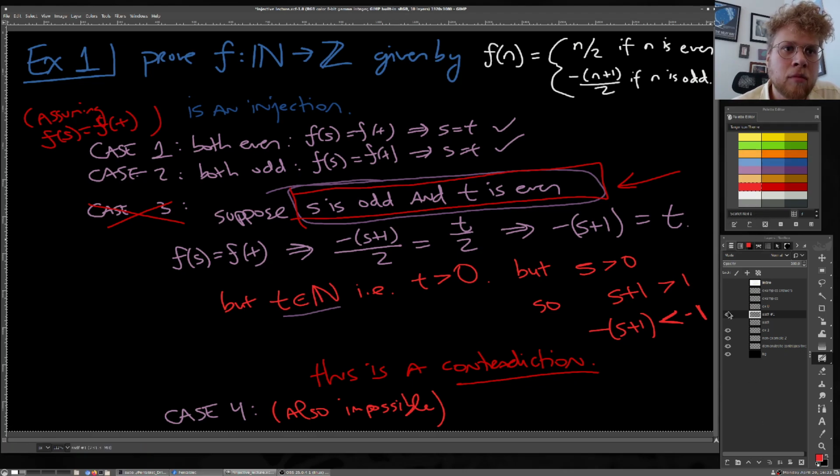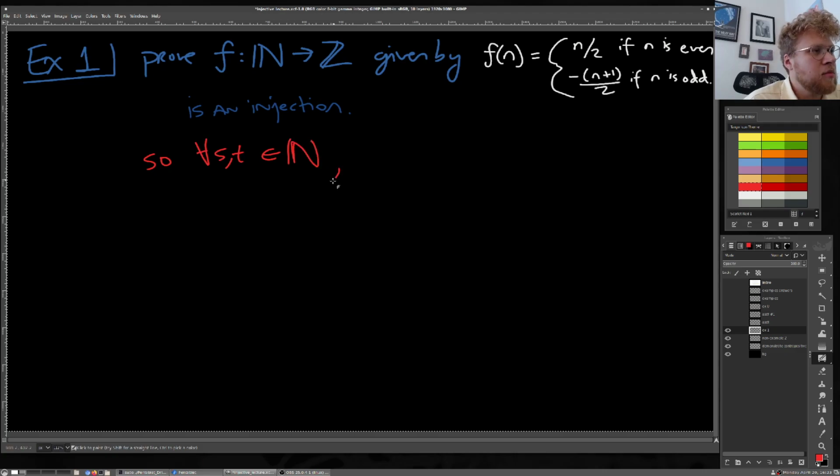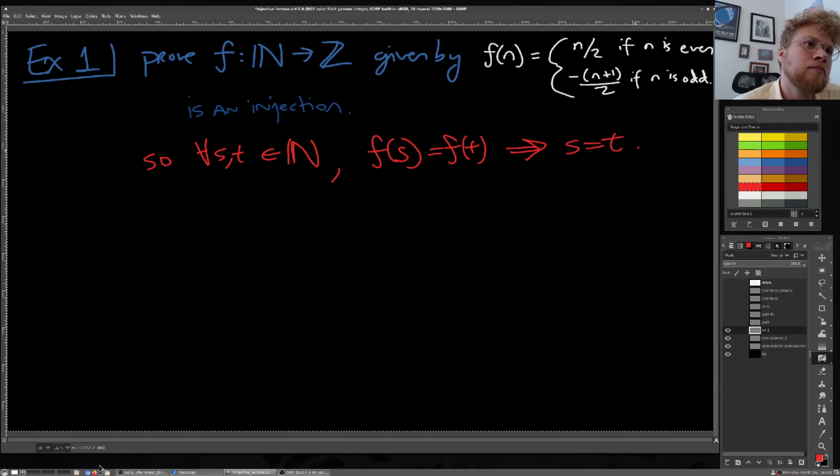So, wrapping up, we'll say, so for all s and t in natural numbers, f of s equals f of t implies s equals t. So that's the definition of injectivity. So therefore, f is injective.